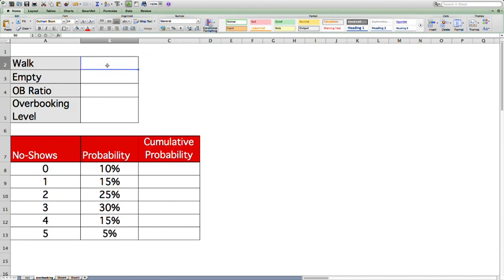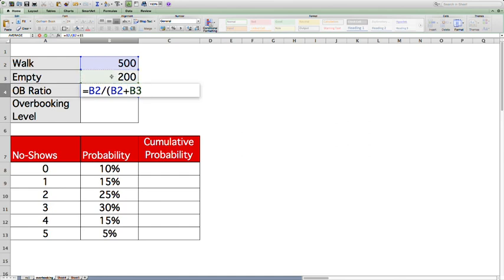So let's go ahead and first of all put in our cost of walking. That was $500, and our cost of an empty room was $200. So we're going to calculate our overbooking ratio. That's just going to be equal to the cost of walking divided by, and I'm going to use a parenthesis here because I'm taking the sum of these two numbers. So the cost of walking plus the cost of an empty room, and I go ahead and close my parenthesis. So there's that 0.714, same number we came up with before.